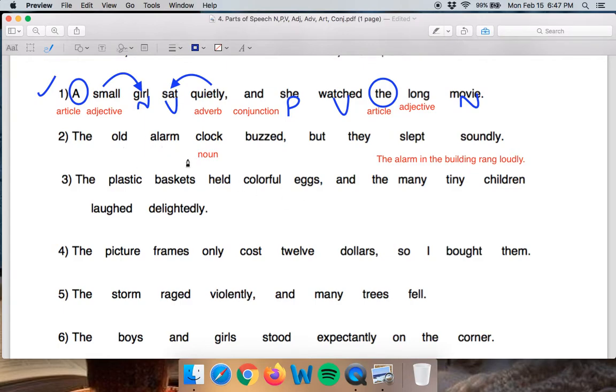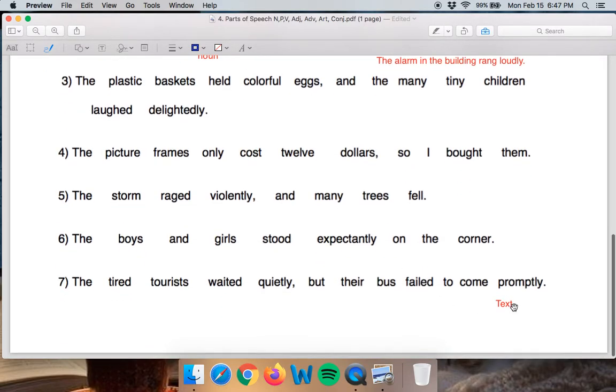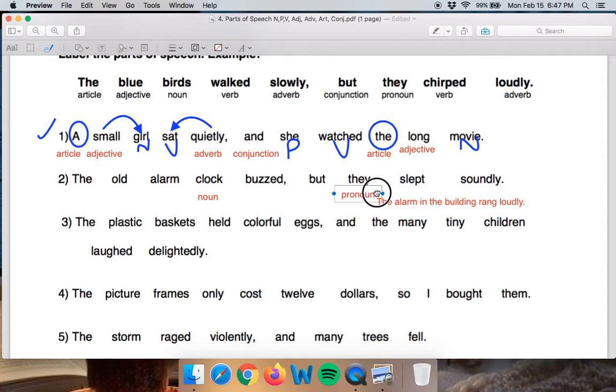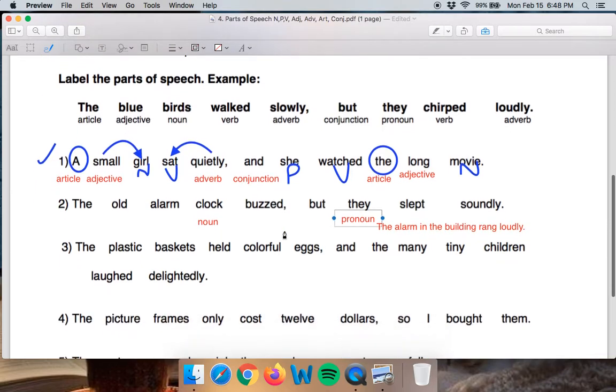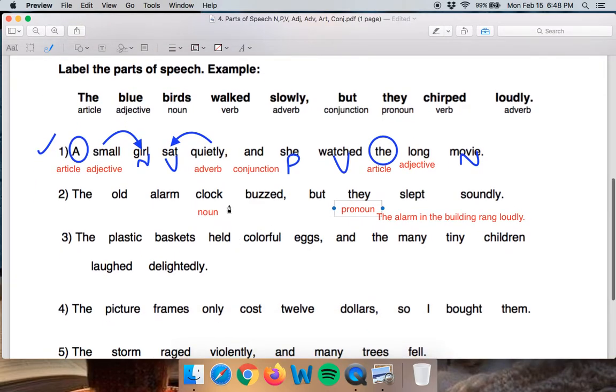All right, let's see if we have some other people, places, or things here. No, but we do have a pronoun. They is a pronoun. Okay, so now we found our nouns and pronouns. Let's look for verbs next, action words. So look at these nouns and see if they're doing something. The clock buzzed. So that's a verb, right?